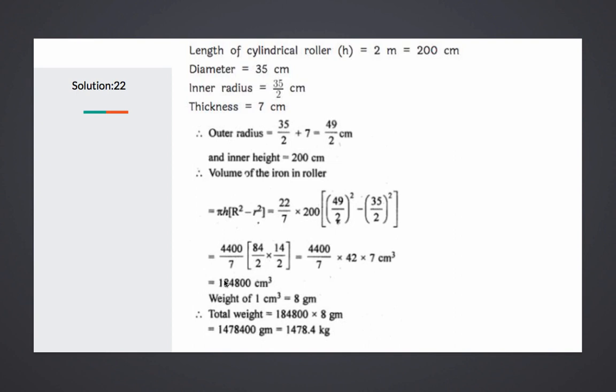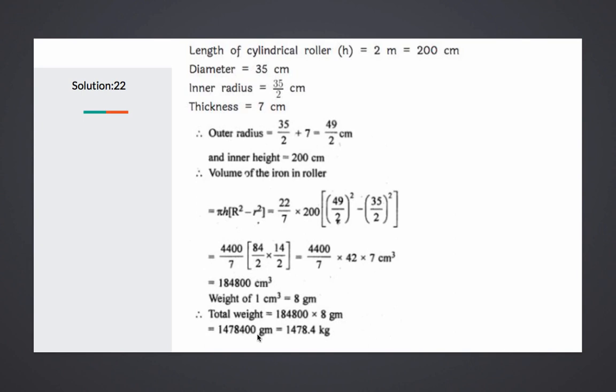Yes, students. 7 will be cancelled with this 2, 7 2s are 14. 2 2s cancel. 2 4s are 8. 2 2s are 4. 4400 into 42. And work out the calculations. If I do all this, I get the total volume in centimeter cube. For 1 centimeter cube, 8 gram is the weight. Unitary method we have to apply. For these many centimeter cube, the weight will be multiplying the two. I get 14,78,400 gram as the weight.